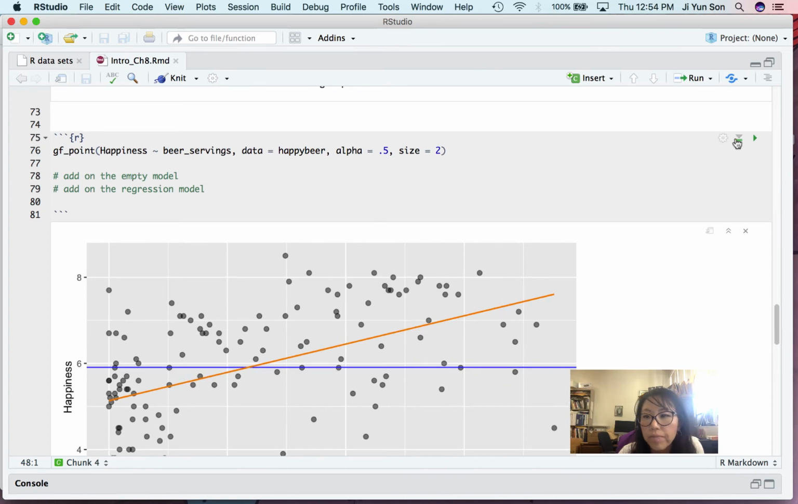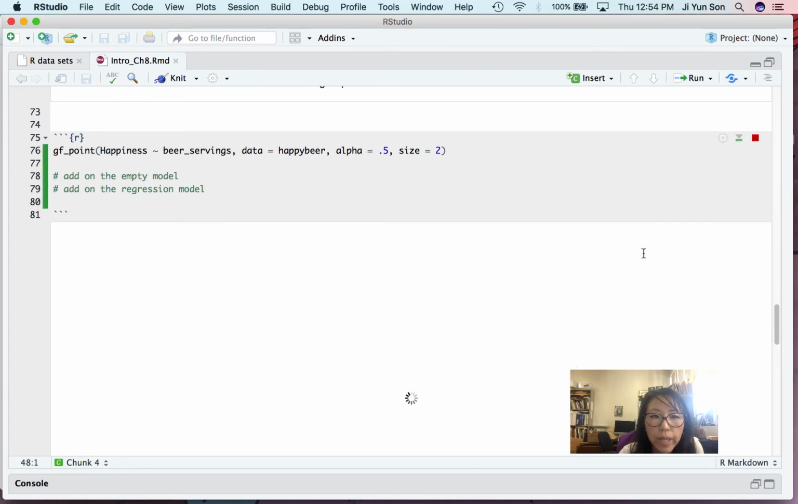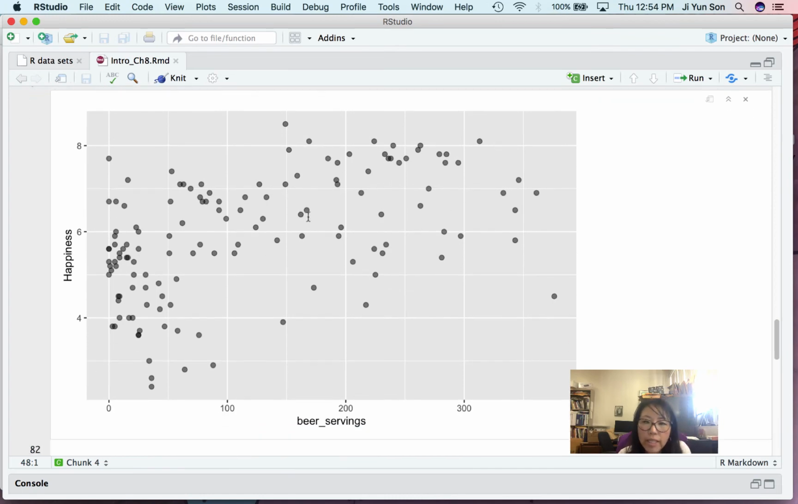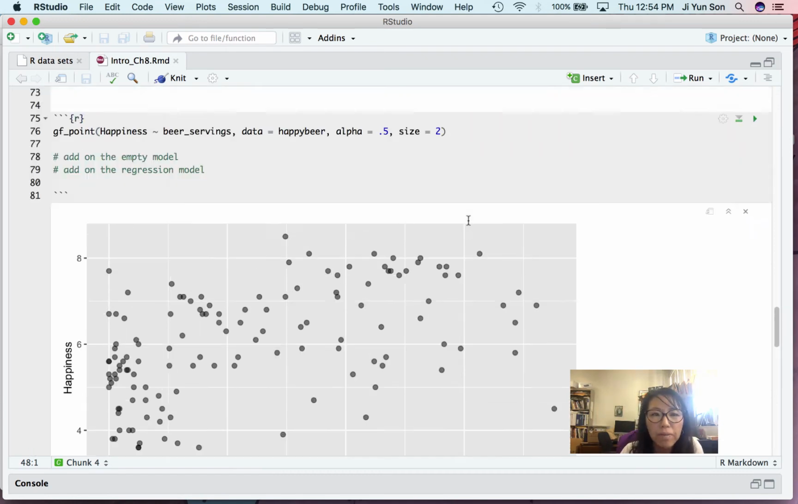So here, I'll just run the point plot first. You see, there's actually this pattern where in general, the higher and higher you go in beer drinking, the higher in happiness you are. But we lose a lot of that information when we chunk it up into 3 groups. So isn't there a way where we could keep it like this? Well, there is, and that's what chapter 8 is about.